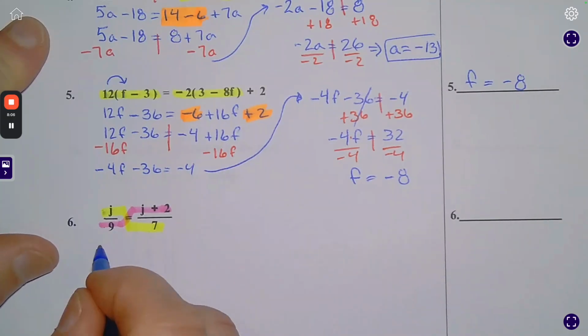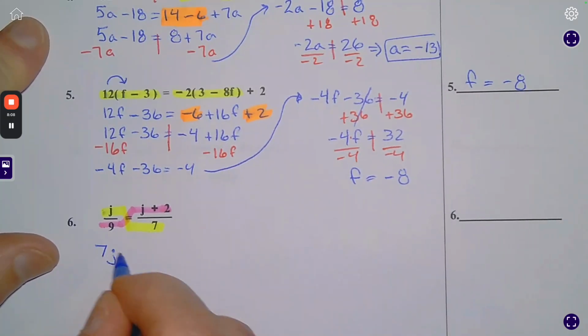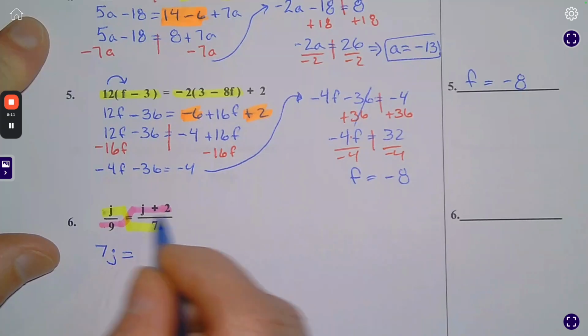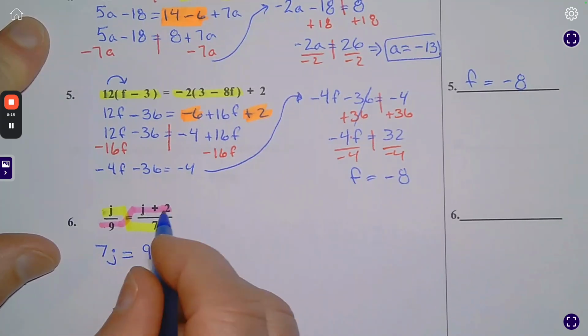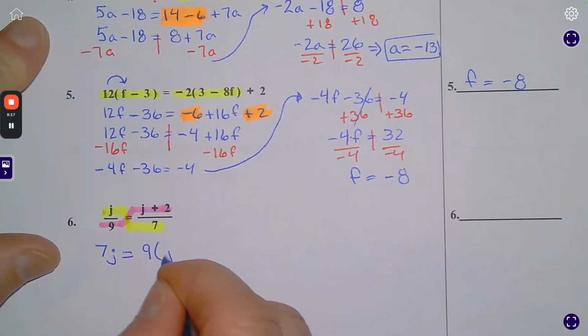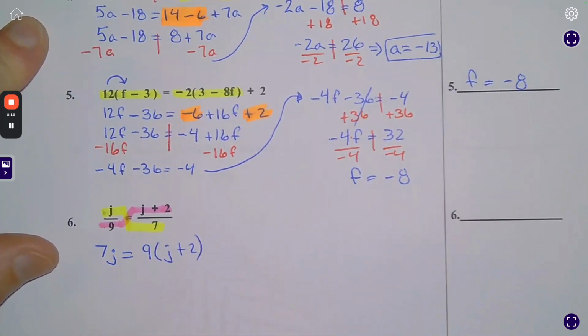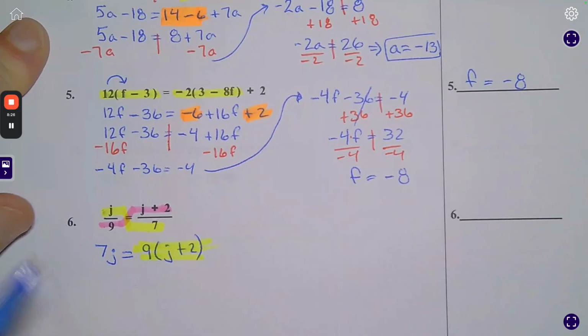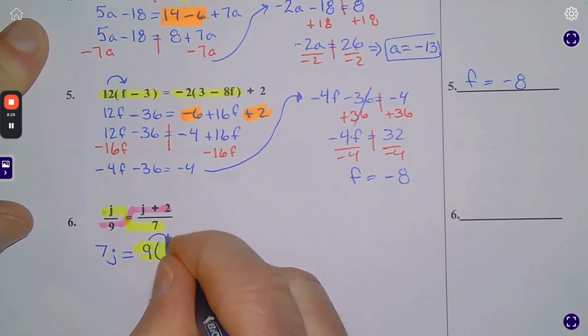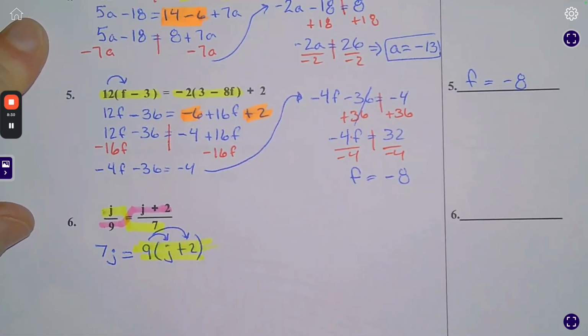7 times j is 7j equals 9 times j plus 2. When you multiply 9 times what we call a binomial, 2 terms, you got to put the binomial in parentheses, because now that's going to turn into what? Distribution, right? So that's distribution. So let's go ahead and distribute the 9 through. I'm going to write down my 7j, write down my equals, 9 times j, 9 times 2.